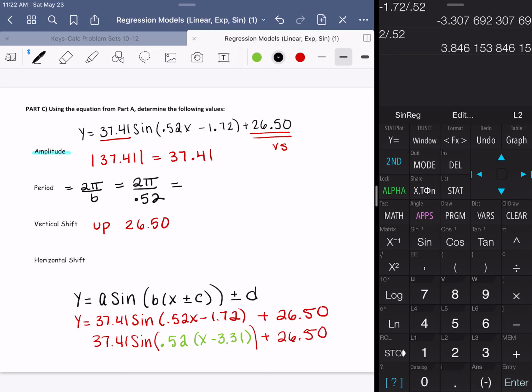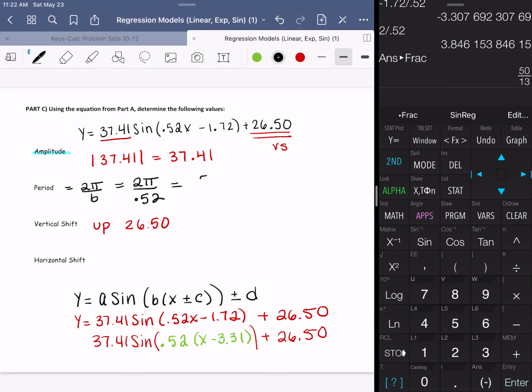So that gives me about 3.8. So I'm going to see if I can make that a fraction just to make my life easier. So math and fraction, 50 over 13 pi. That would be my period.